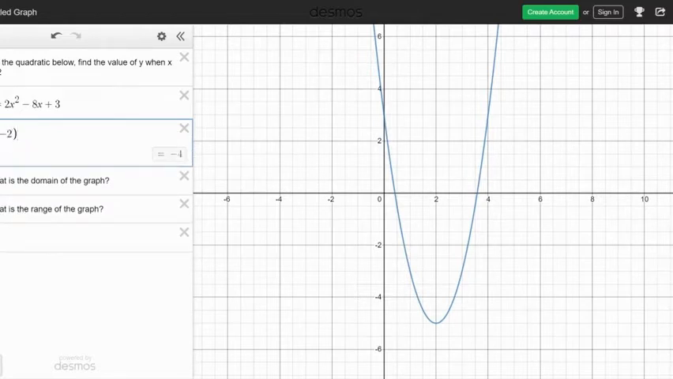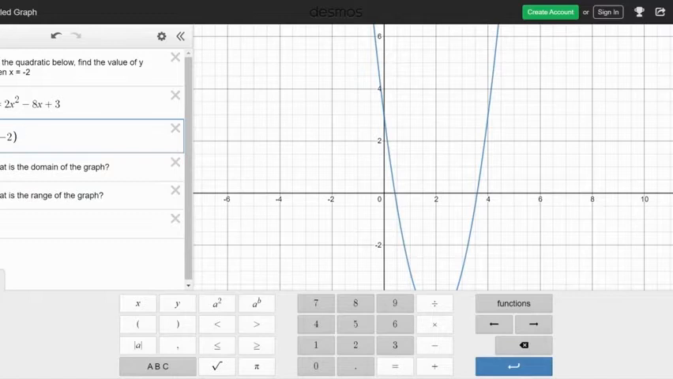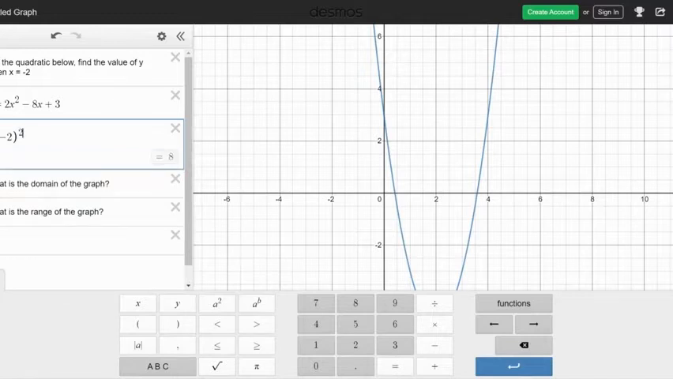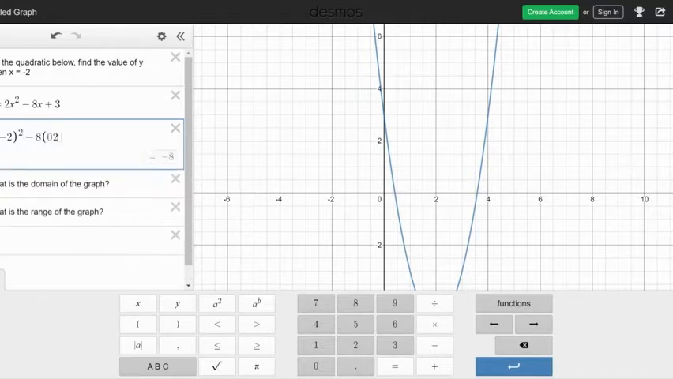Whenever I substitute a number, I want to put a parenthesis around it. And then I'm going to do raised to the power of 2. And then I'm going to press tab so that I get out of the exponent, minus 8 times -2 plus 3. And then I can see at the lower corner of this rectangle that my answer is 27.